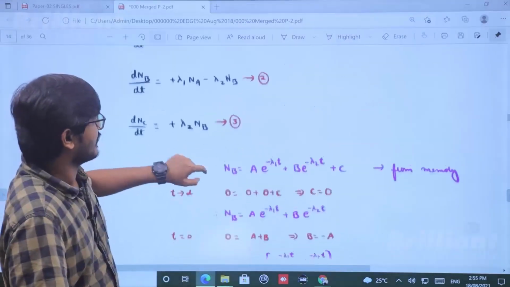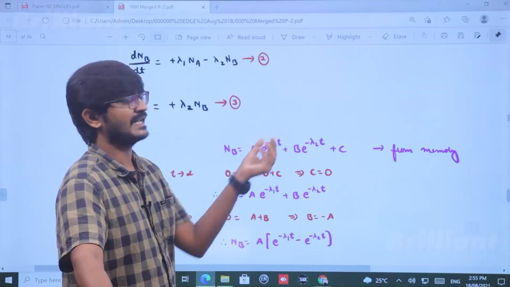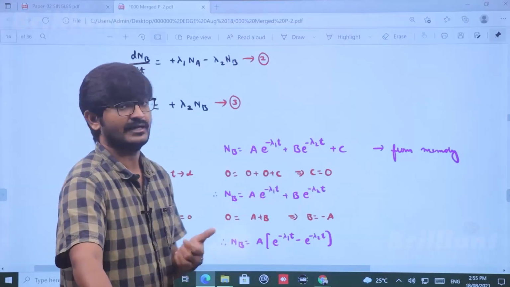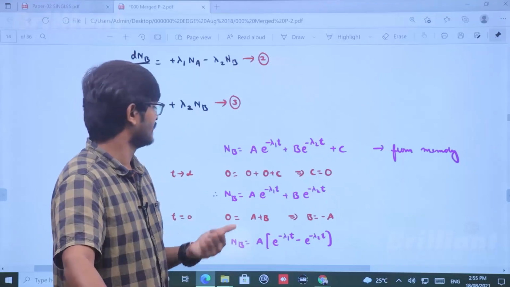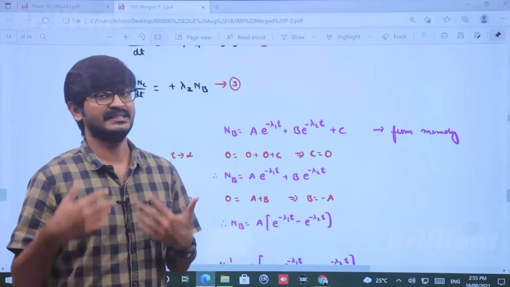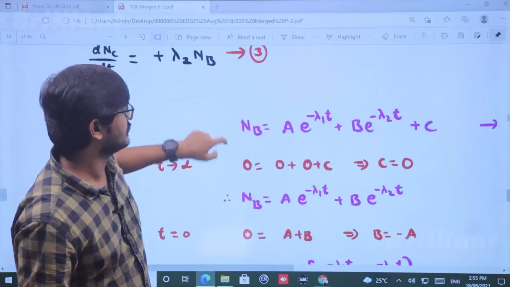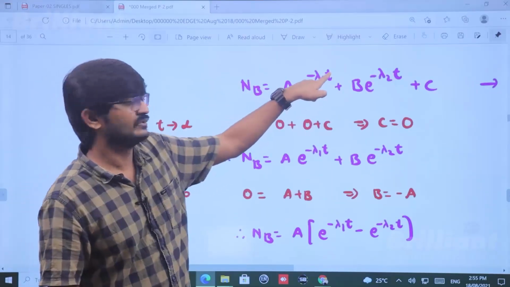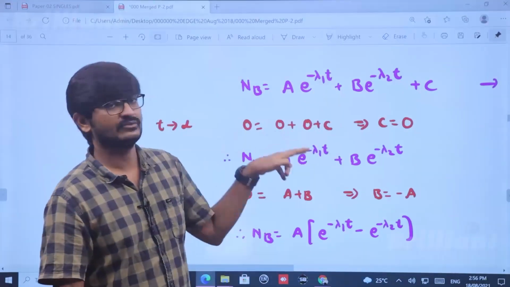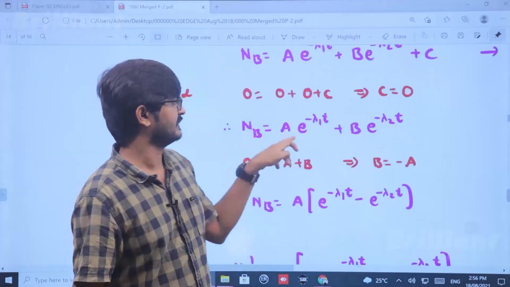Apart from that, because I know the result will be of this form, a into e power minus lambda 1 into t plus b into e power minus lambda 2 into t plus c, I will use the initial and final conditions. After a long time, b won't be there because b is decaying into c, so the number of nuclei of b will be 0. When you substitute t tends to infinity, these terms will be 0, and we get c equal to 0. Then I substitute and write the new form of the equation. It will be of this form.